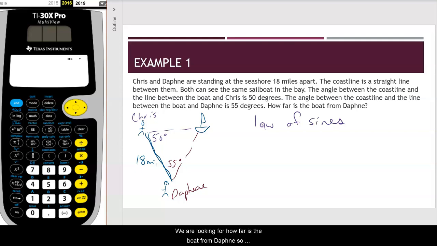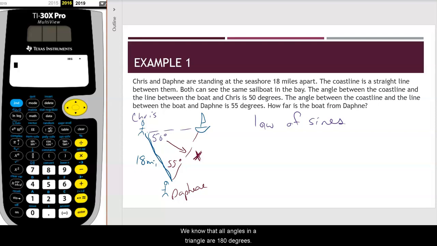We are looking for how far the boat is from Daphne. So we're looking for the x value in between Daphne and the boat. So that means we have x across from the 50 degree angle. The only other side we have is the 18, and it's across from the angle at the boat. And we don't know that angle, but we can calculate that angle.